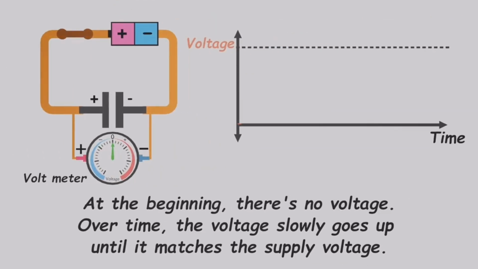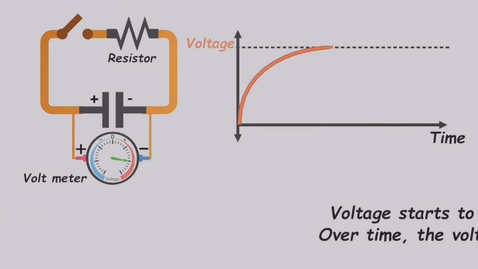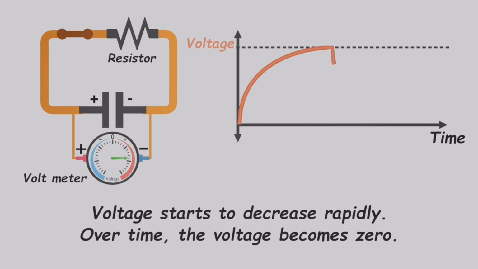When we connect a capacitor to a battery, here's what happens. At first, the capacitor voltage is 0. Over time, the voltage gradually increases until it matches the supply voltage. If we disconnect the battery and connect the two ends of the capacitor through a resistor, the capacitor voltage starts to decrease quickly until it becomes 0.